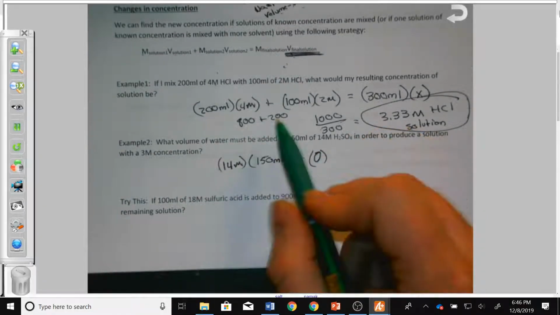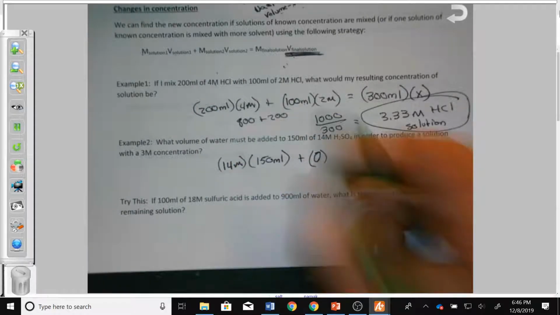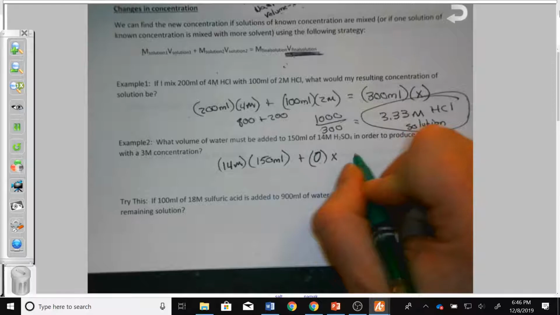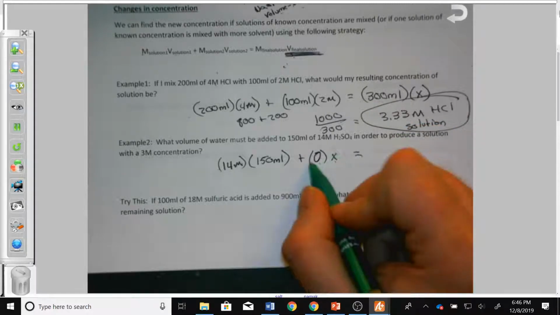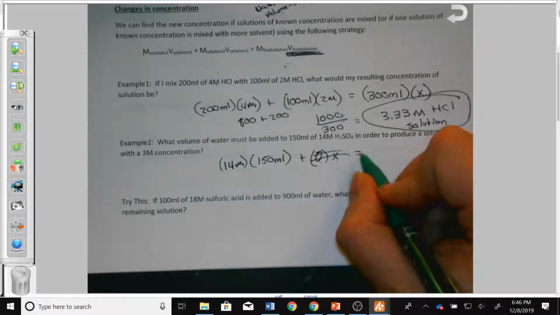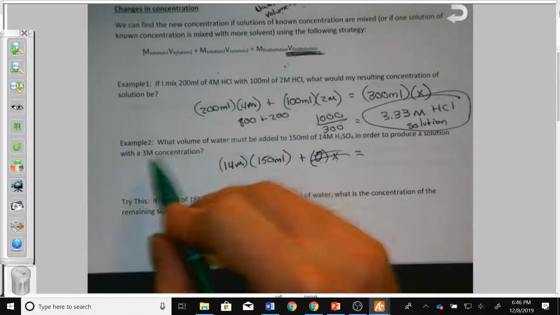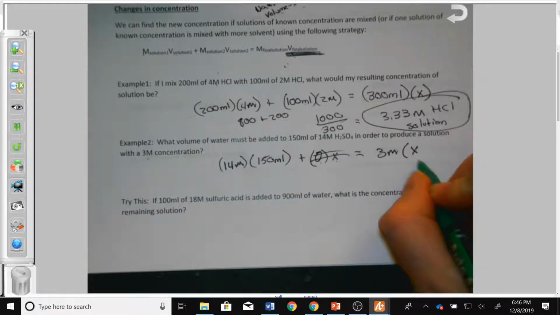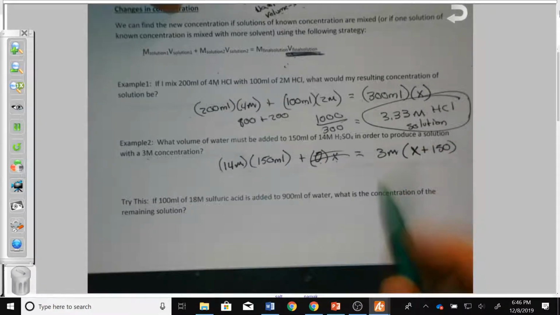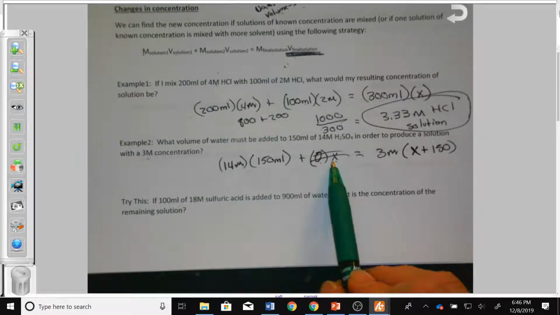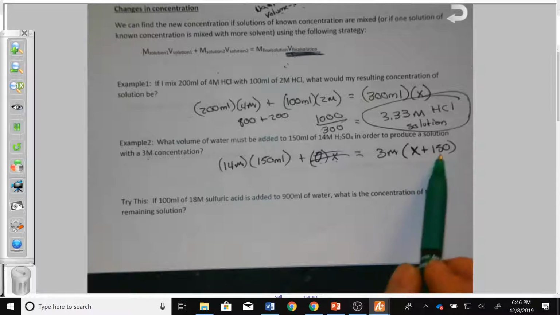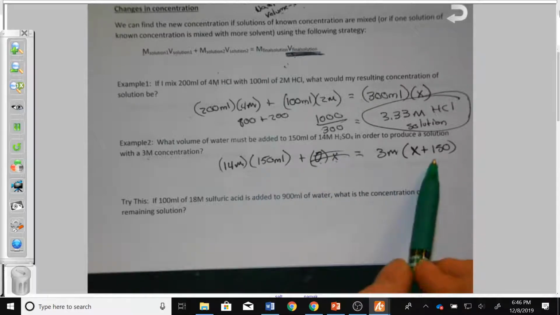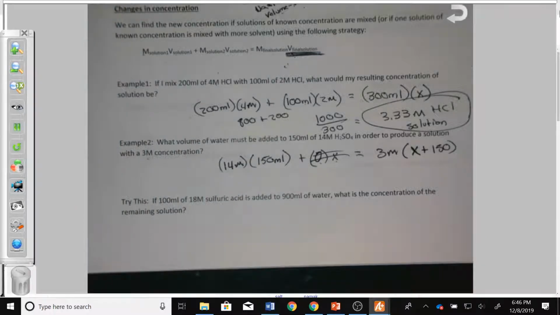So the concentration of our second part of our solution is 0. We don't know what the volume is, so we'll call it X. Doesn't matter because 0 times anything is 0 and drops out of our problem. And then over here on the right-hand side, we have a solution with a 3 molar concentration. And we want to know what volume it is. So we will say that volume is X plus 150. Why X plus 150? Because I said this volume was X. And we need the volume of the solution, so we need to add these two things together. Now algebraically you might not like that so much, but we'll show you how to chop through it here, and it's not too bad.